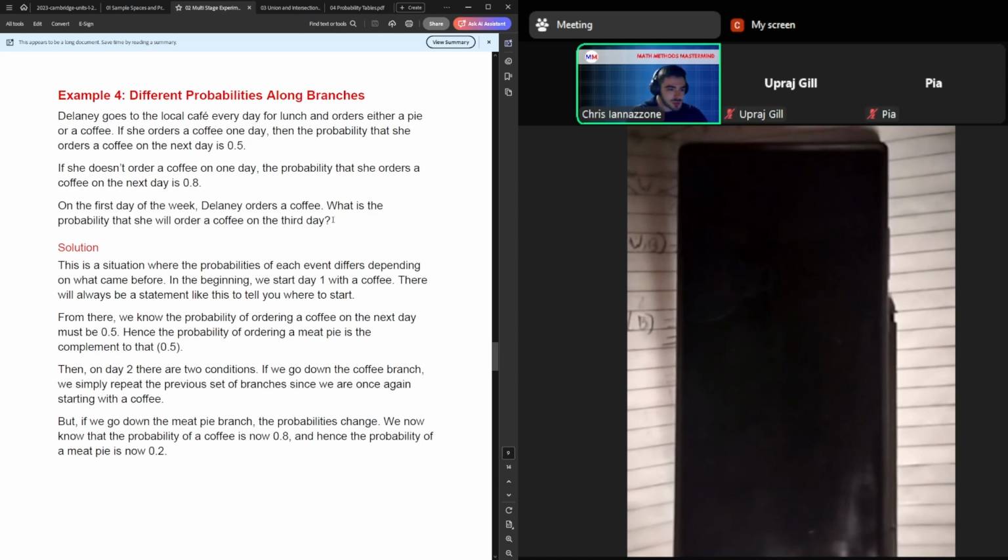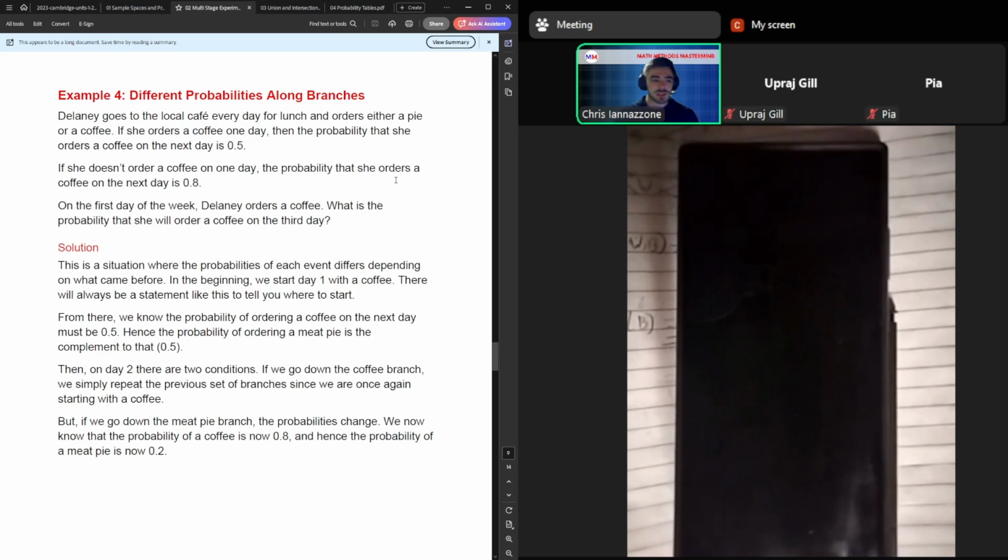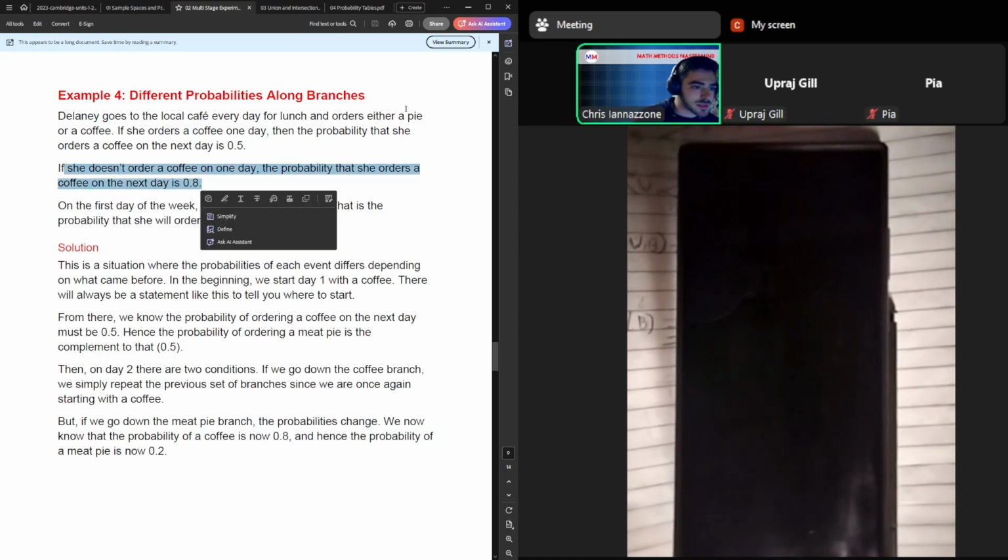Where it gets a bit more useful is where you have different probabilities for branches. This is where each of the statements in your question are dependent on a certain outcome occurring. So for example, this one's all about different meal orders or coffee orders. This one states that if there wasn't a coffee ordered on the previous day, then the next day has a 0.8 chance of ordering a coffee.